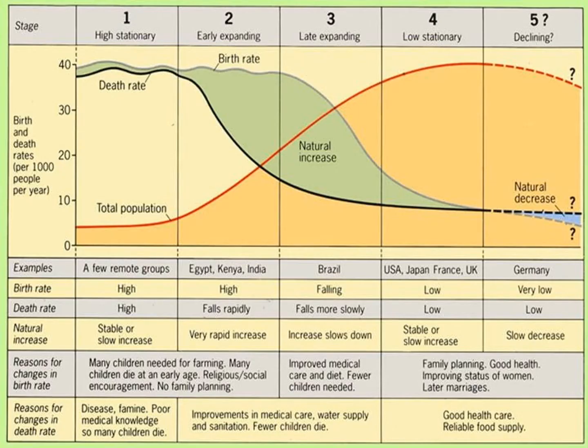So I know, super overwhelming, but this is what the entire demographic transition model looks like. It has examples. It has a quick description of the birth rate, death rate, natural increase rate. It has a quick description on why the changes in birth and death rate. Very, very handy chart to have.